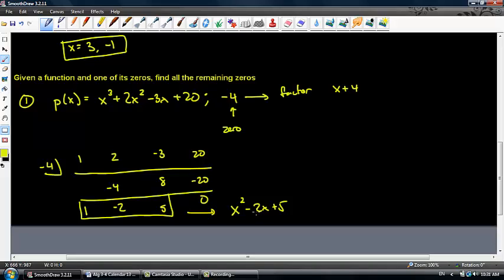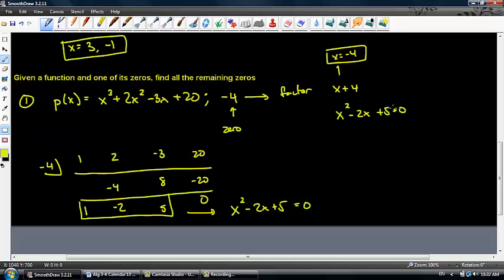Now, in the last chapter, we were able to factor. This time, we can't, but that doesn't bar us from being able to find all the zeros. This thing still equals 0, and I still need to find where this graph crosses the x-axis. Well, I know based on my factor it's going to cross at x equals -4. I know that. Well, how would I solve x squared minus 2x plus 5 equals 0?